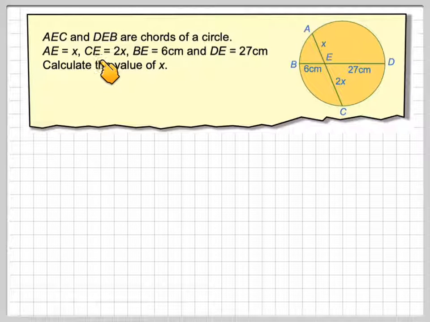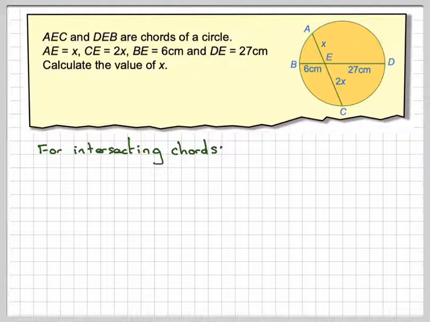AEC and DEB are chords of a circle. So AEC and BED. AE is x, CE is 2x, BE is 6 and DE is 27. Calculate the value of x. So this is a simple question about intersecting chords.